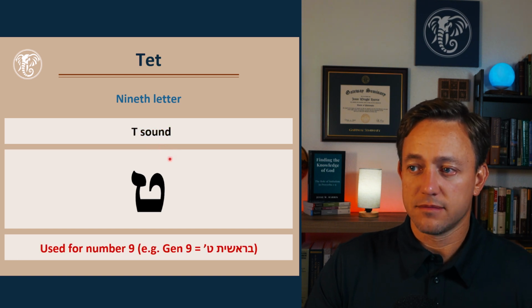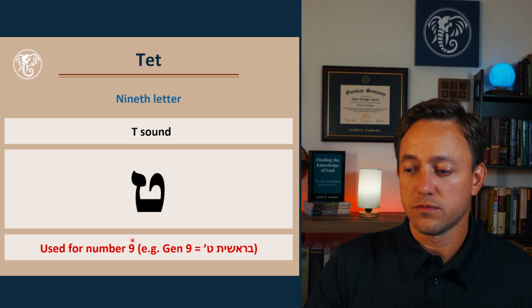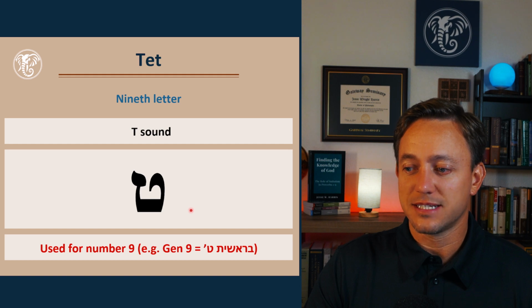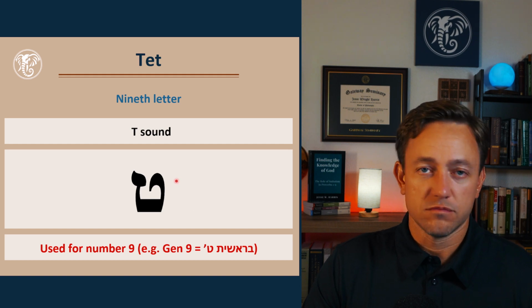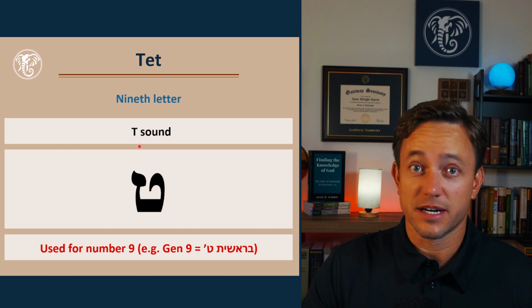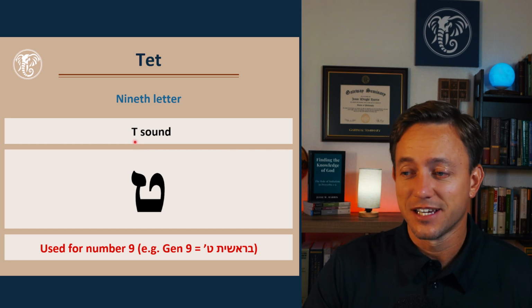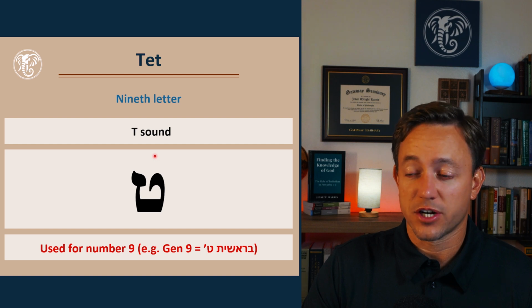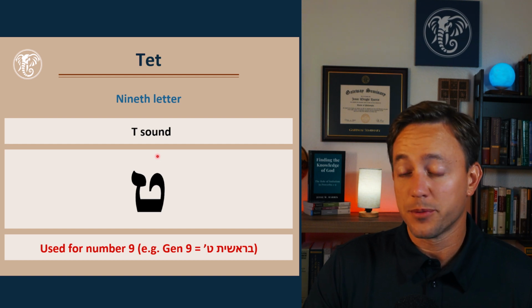Now, this Tet letter is also used as the letter 9, as in Genesis 9, Bereshit Tet. And so this is the Tet with that T sound. So nothing too out of the ordinary with this one. It's not like the Het, which is very different from anything in English. This is very, very easily understood and transferred over from English to Hebrew.